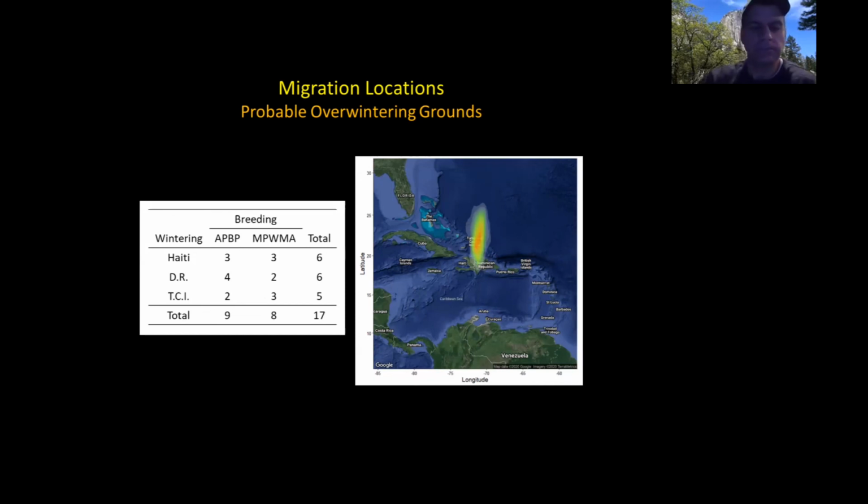And then we had 2 birds from Pine Bush that were in the Turks and Caicos Islands, up here, which are north of Hispaniola, north of Haiti and the Dominican Republic. We had 2 of our birds from Pine Bush and 3 from the Montague Plains there. So this gives you the distribution of the birds across those wintering areas.